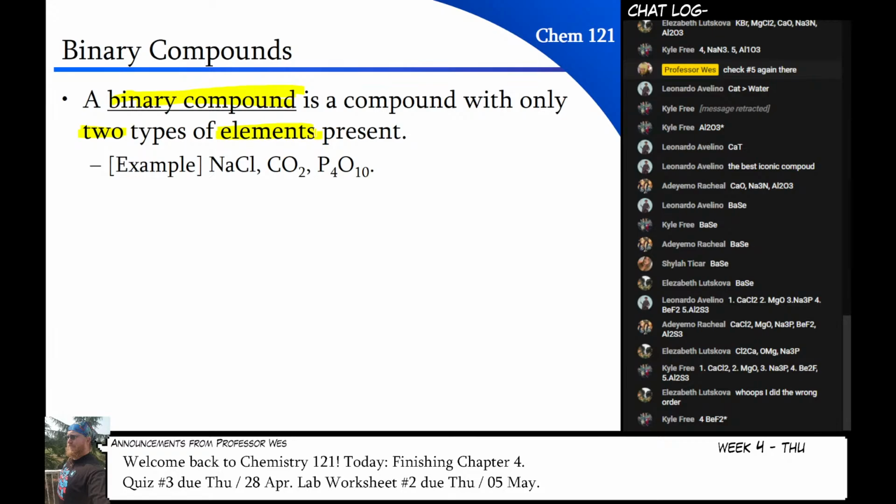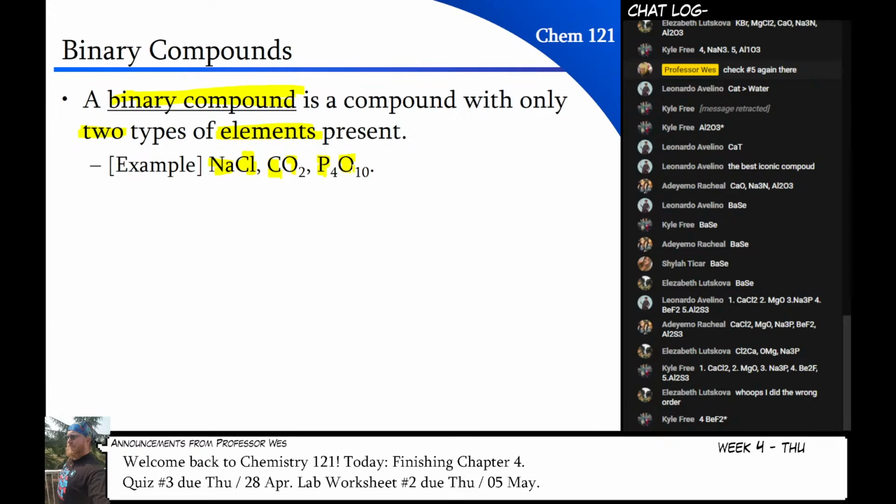Now, specifically 2 types. There can be more than one of a given element, but there are 2 present. So here's my sodium, here's my chlorine, those are 2. Carbon and oxygen, those are 2. Phosphorus and oxygen, those are 2. Notice that the numbers don't matter. I could have 74 oxygens and 38 phosphoruses, and it's still binary, because I only have phosphorus and oxygen. But if I had 3 elements in there, it would not be binary.